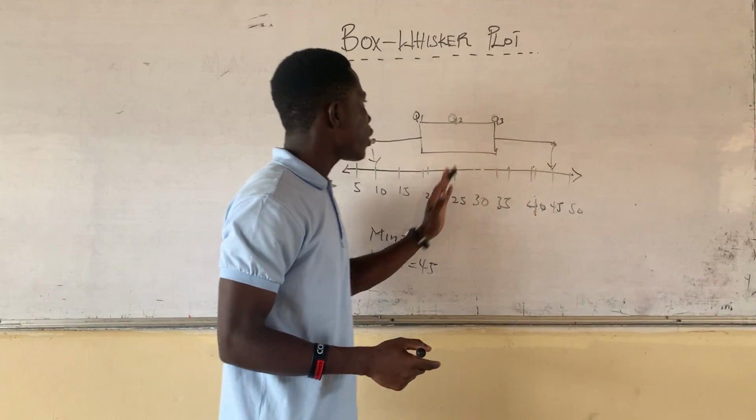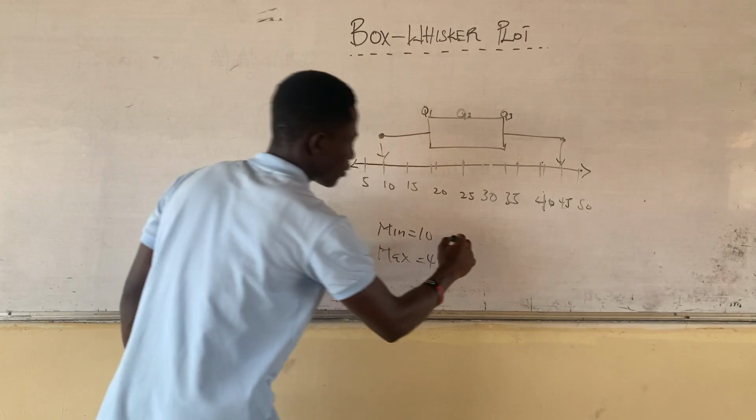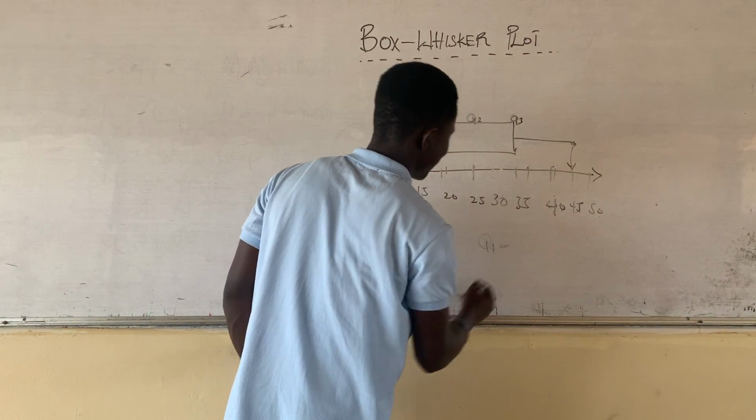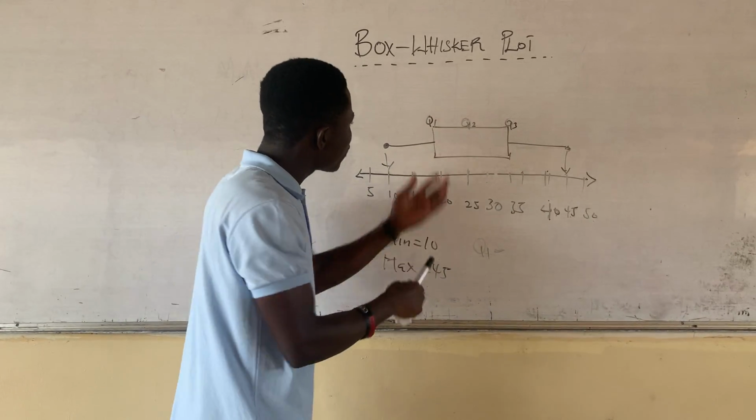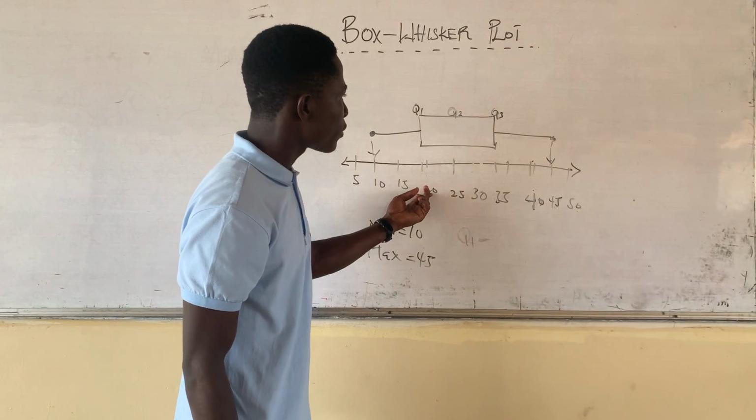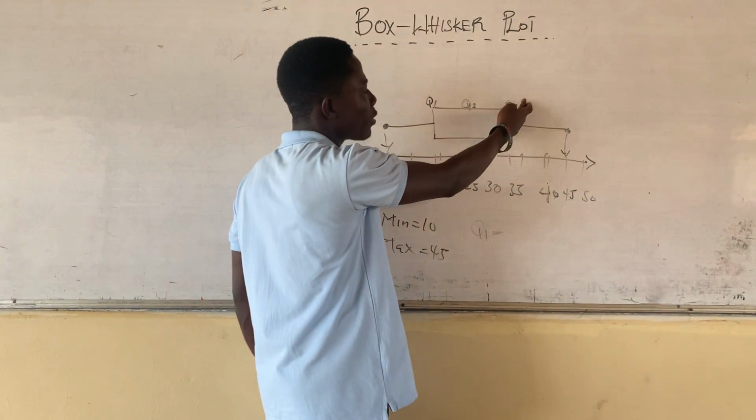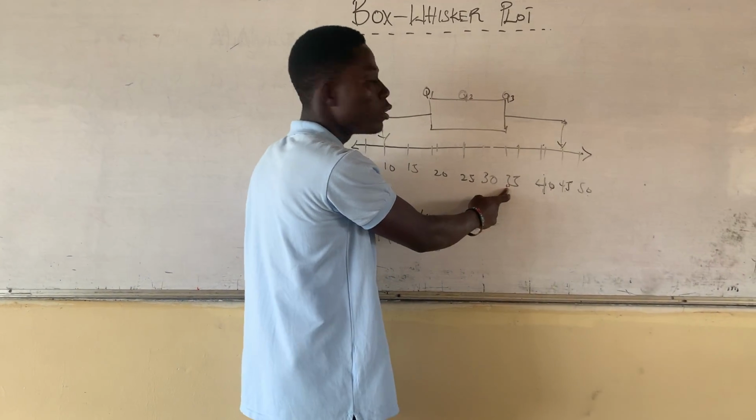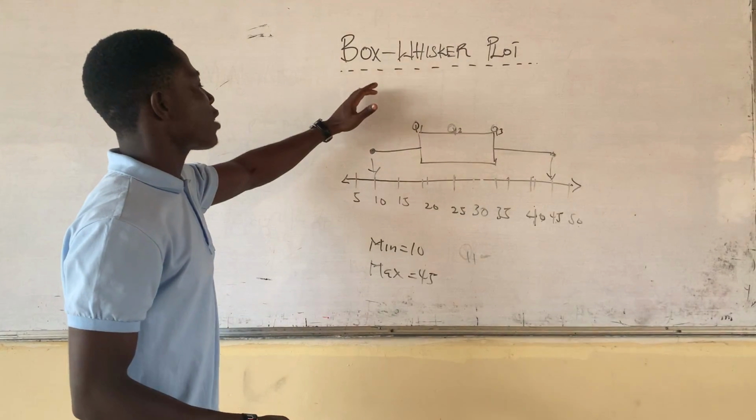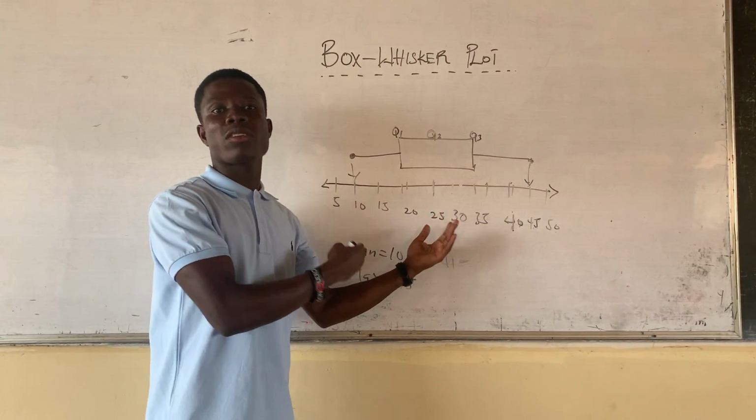Now, let's identify our first quartile, that is Q1. Our first quartile in this scenario is 20. Now our median is 25. Our third quartile is 35. So now, upon getting all these five dimensions of the box and whisker plot, what I'm doing right now is interpretation of the box and whisker plot.